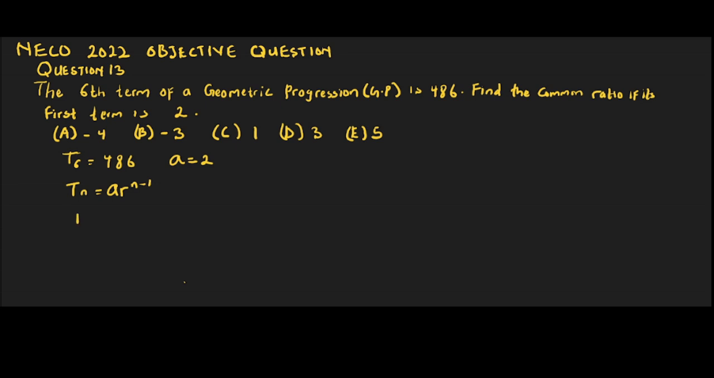So if we substitute now, we have T6, that's our sixth term, our a is 2, that is 2, our r we don't know, that is r raised to power n. Our n is what? 6 here. You have 6 minus 1 is equal to 486. Here we can have that 2r raised to power 5 is equal to 486.